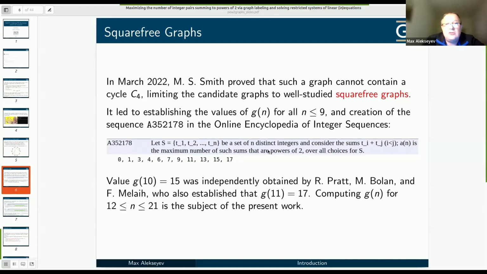So what I would like to present to you today is how to establish a bit of further values. More specifically, I will be talking about n from 12 to 21 inclusively.